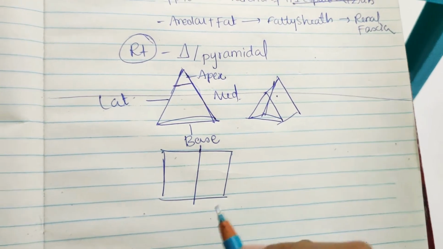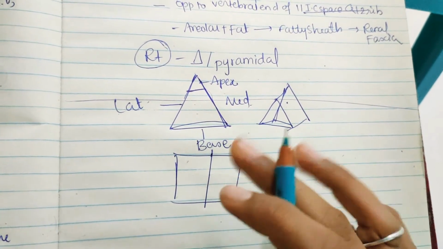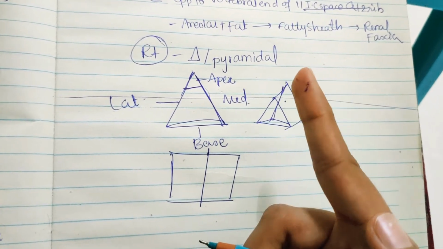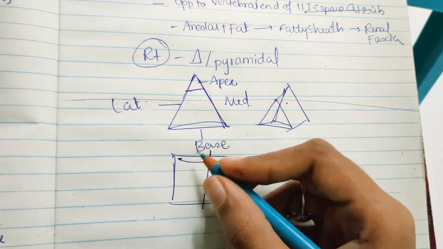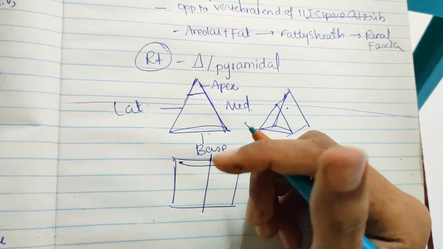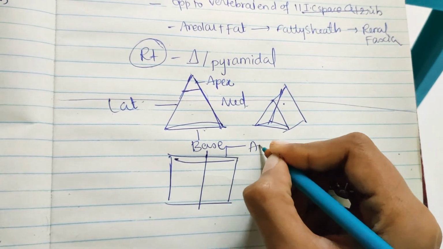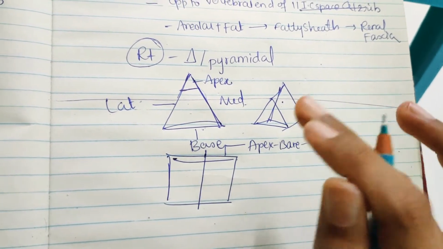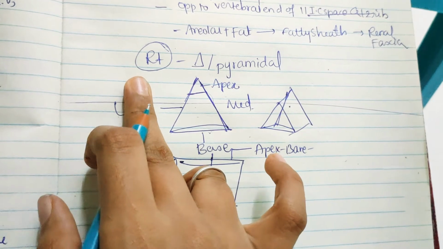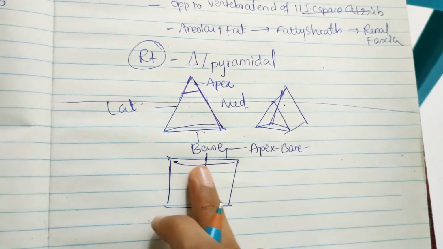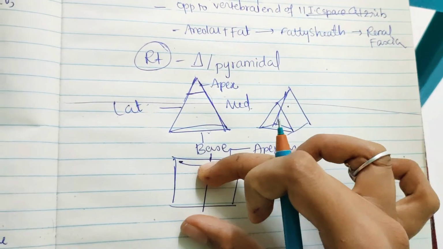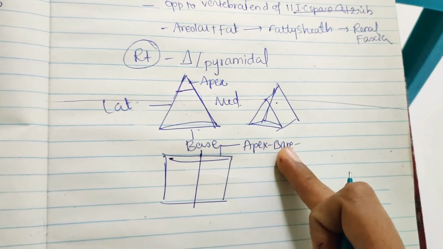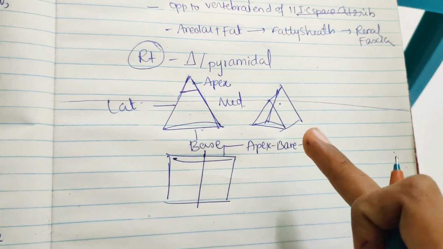Now let us see the relations. First, the apex is related to the bare area of the liver. Why the bare area? Let me write: apex, bare area of liver. You can imagine the right side; only on the right side will you have the liver. Near here will be the liver, here will be the suprarenal gland, here will be the kidney. So it is near the liver, and the apex is related to the bare area of the liver.